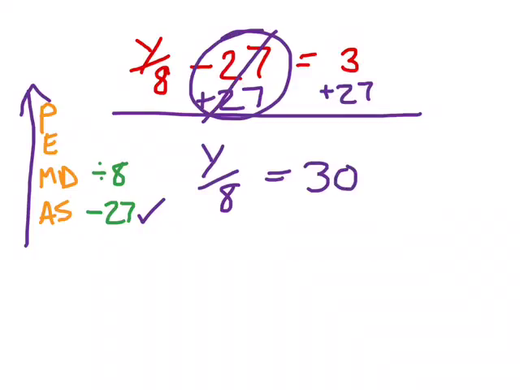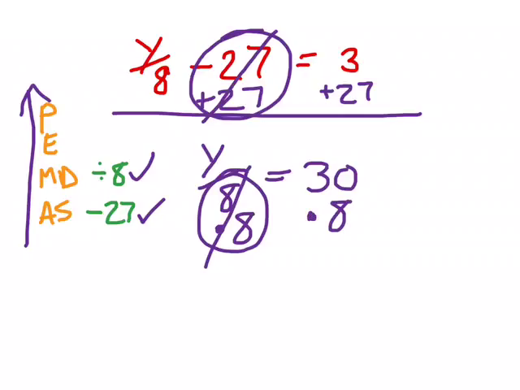Next, I'm moving on to my multiplication division. I see that I'm dividing by 8. The opposite is going to be to multiply by 8. So I'm going to multiply by 8 in order to undo the dividing by 8. And since I want to maintain a balance in my equation, I'm going to multiply by 8 on the other side of the equals sign as well. So y is now by itself. Again, that's the goal of any equation, get the variable by itself. And 30 times 8 is going to be 240.